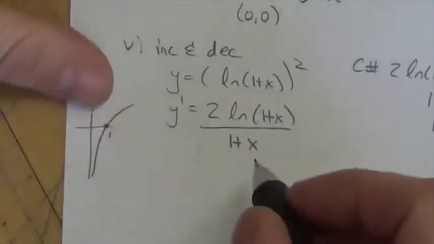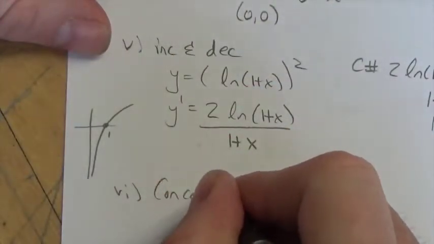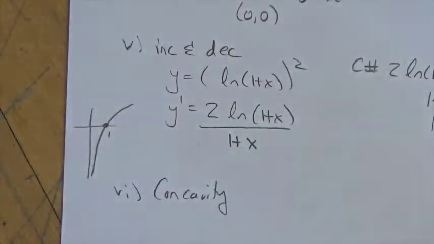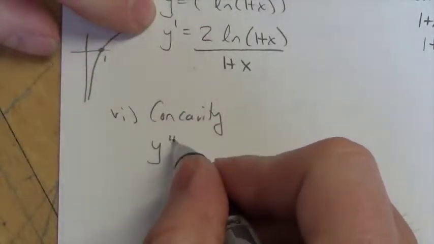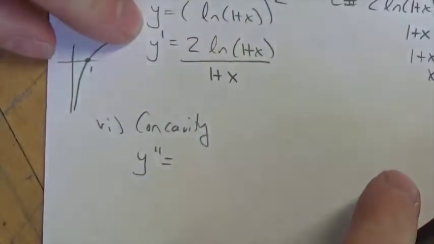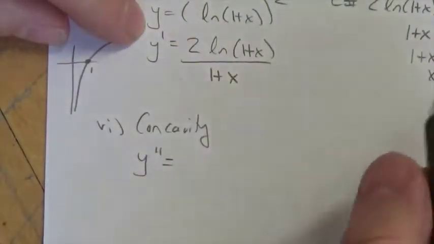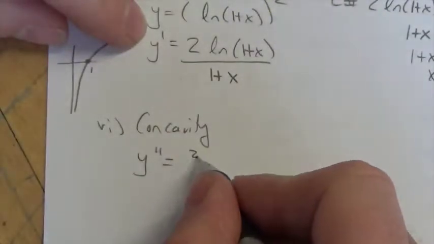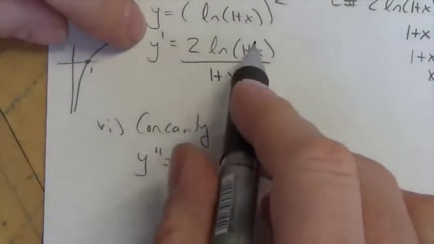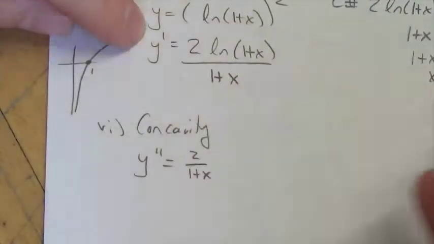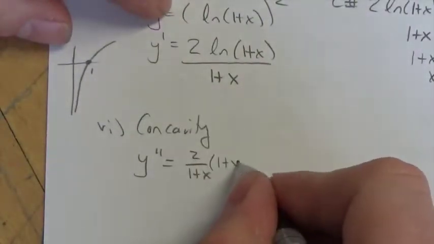So that was 5, so let's go on to 6. This time we're looking at concavity, so we have to take the second derivative. So y double prime, and because you can see this on the screen right now, I'm just going to leave it like that. I'm probably going to use the quotient rule for this. So the derivative of the numerator is going to be 2 over 1 plus x, because that's really just the derivative of the natural log that I want. That's going to be 1 over 1 plus x, multiplied by the derivative of 1 plus x, which would just be 1.